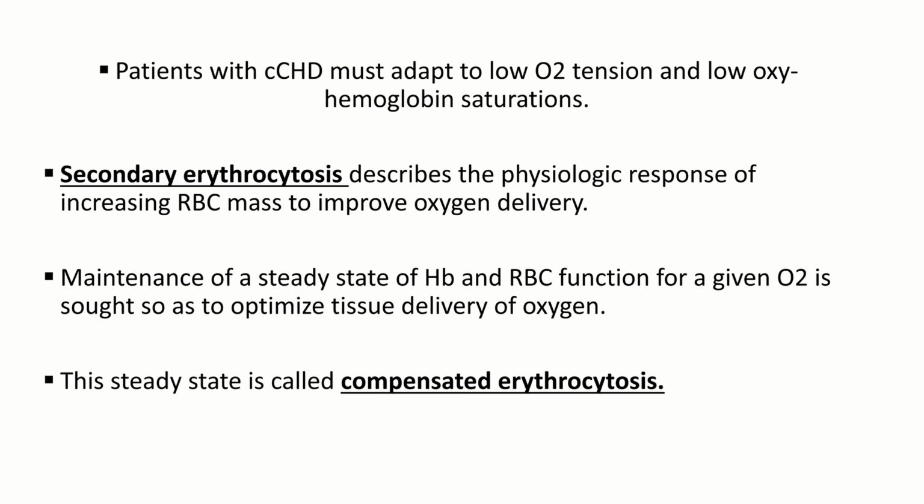The first adaptation that we have for this low oxygen saturation is secondary erythrocytosis. It's described as the physiological consequence of increased RBC mass to improve the oxygen delivery. Maintenance of the steady state of hemoglobin and the RBC function for a given oxygen is thought to optimize tissue delivery of oxygen. This steady state is called compensated erythrocytosis.